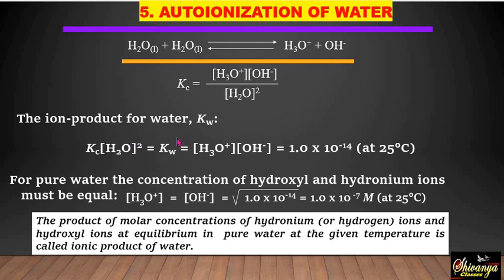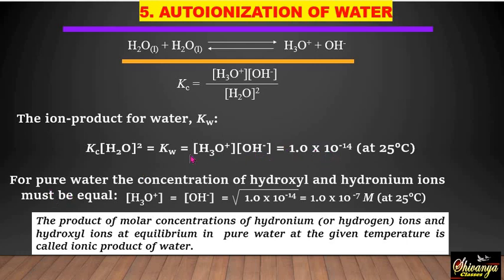So the equation for the ionic product of water is Kw is equal to the concentration of hydronium ion multiplied by the concentration of hydroxyl ion, which is 10 raised to minus 14 at 25 degrees Celsius. What does it mean? Ionic product of water. Which are the ions of water? The ions of water are the hydronium ion and the hydroxyl ion. Its concentration and its product. So the ionic product of water is indicated by Kw, and it is 10 raised to minus 14.